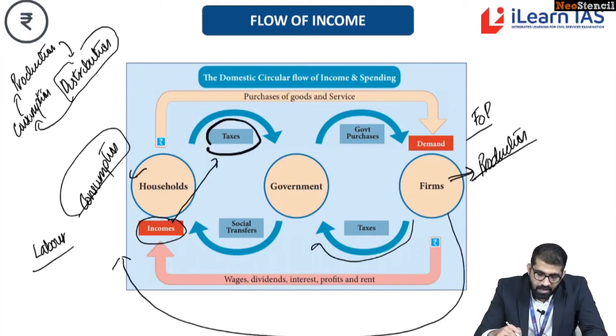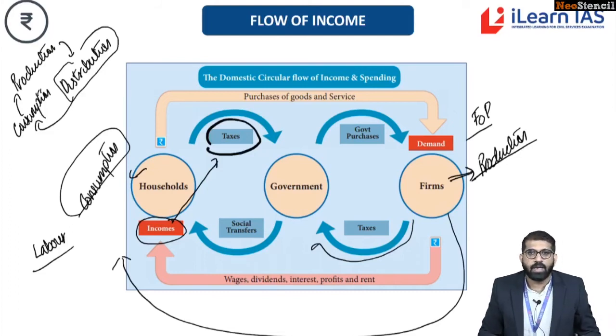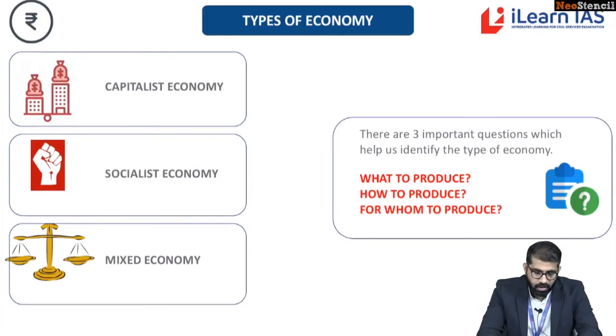Clear? So this is the circular flow of income primarily between the firm and household, and also we have dealt with that of the government, household and the firm. I hope it's clear. Right. So next we'll move on to the next portion, that is different types of economy.